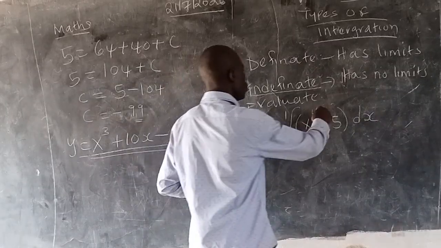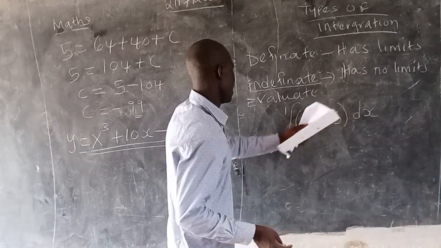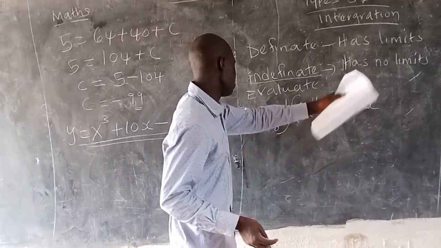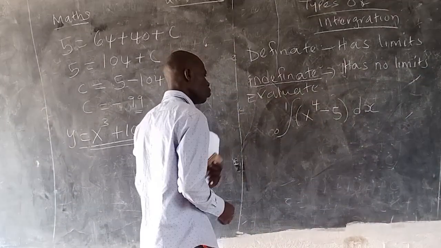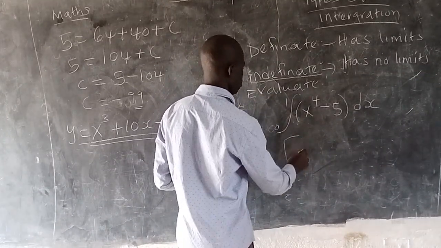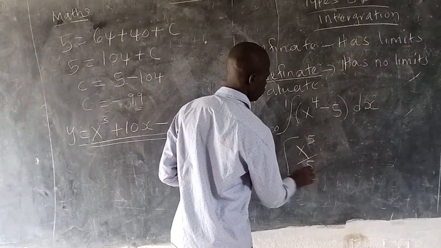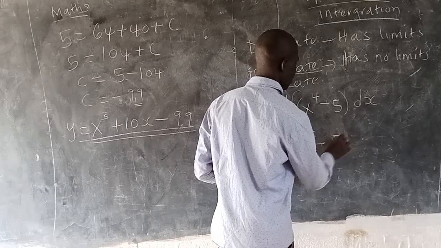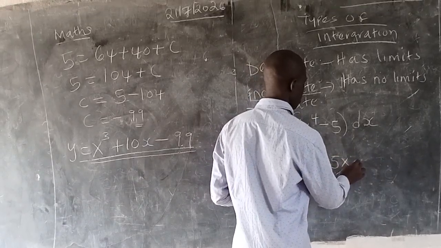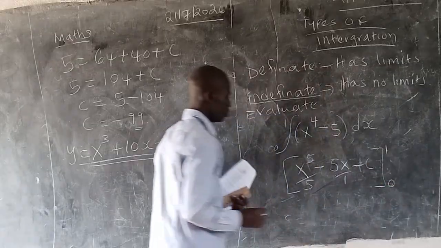The first thing we do is integrate. When we integrate, the law of integration says we increase the power by 1 and divide by the new power. Therefore this becomes x raised to 5 over 5 minus 5x over 1 plus c. We integrate from 0 to 1.